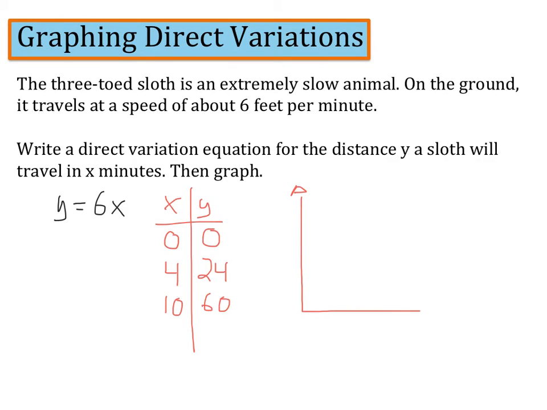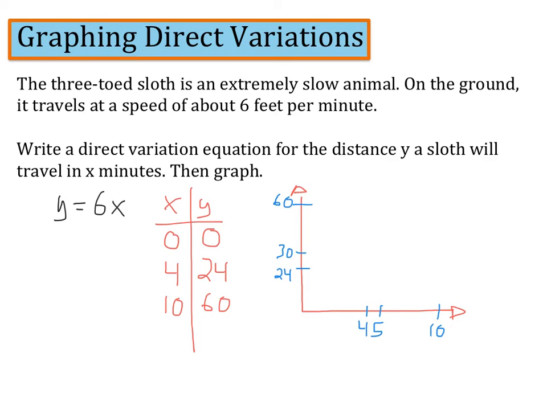So we can just do the positive quadrants. We can use the x values. We're going to go up to 10, so we'll put 10 over here. We'll do halfway 5, and we'll do 4 here as well. And our y values will go up to 60. So we'll do half of 60 is 30, and 24 is right under that.